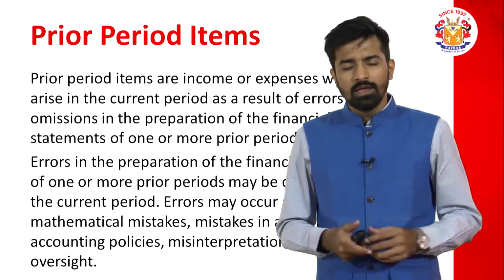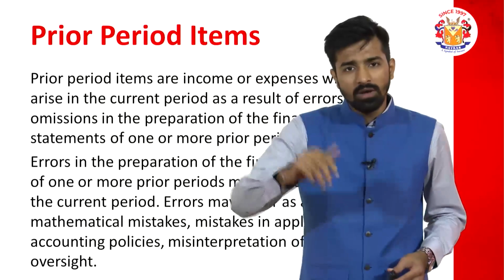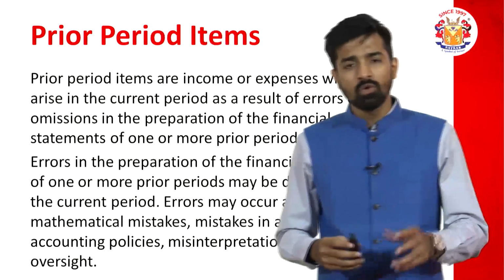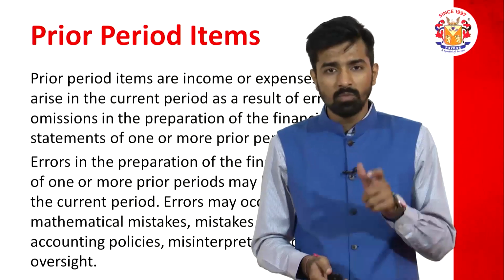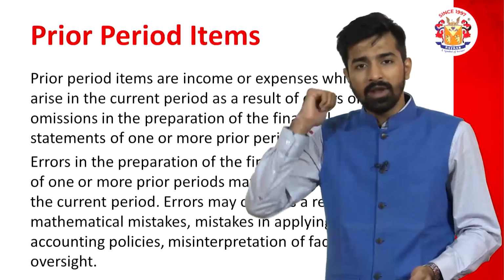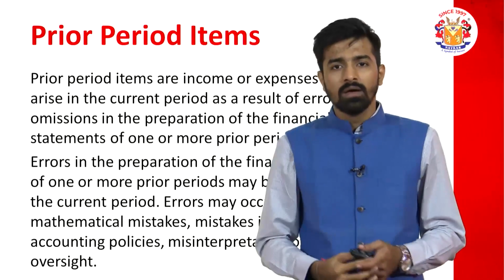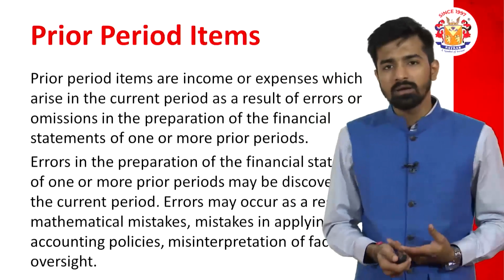So basically, if you are recording something which belongs to the prior period, but you are recording it right now, you need to separately disclose it, so that the shareholders know that due to this particular error or omission in the prior period, this particular income or expenditure is being shown here in the current period. So errors may occur, errors or omissions.